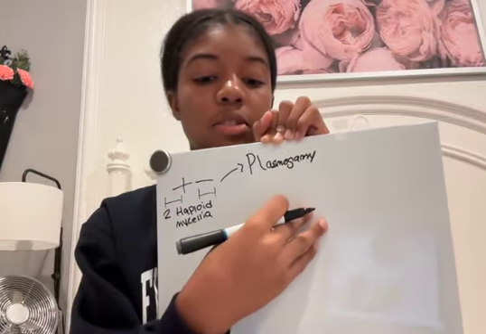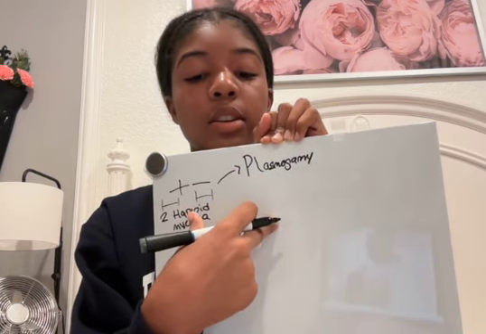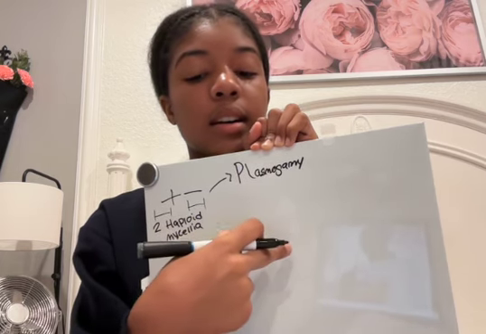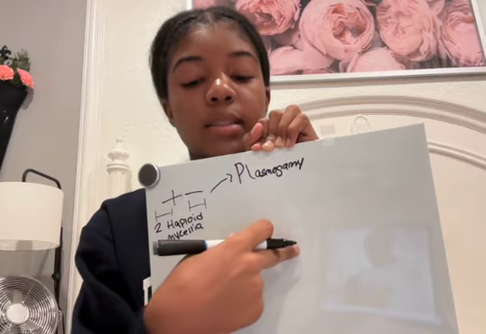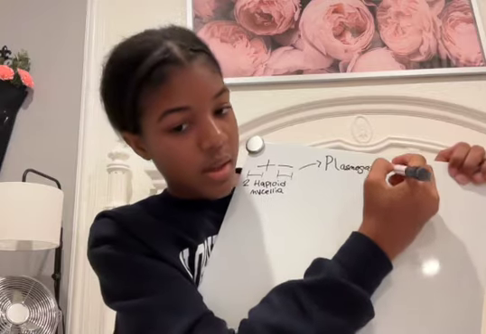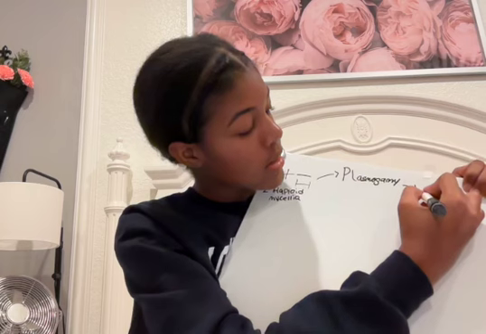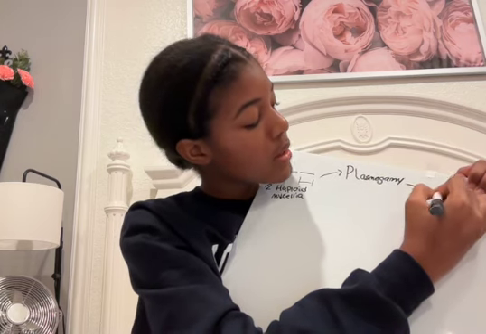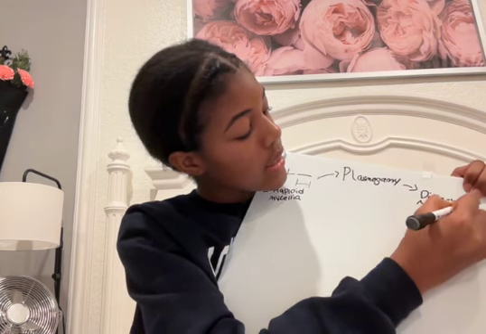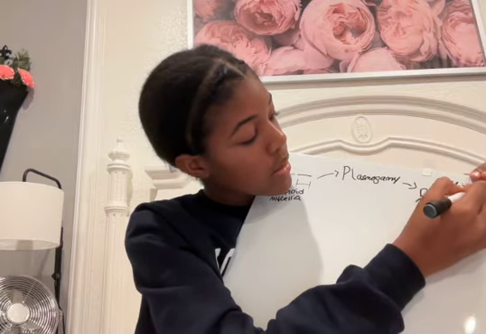And after they go through plasmogamy, a dikaryotic mycelium forms, growing faster than and ultimately crowding out the haploid parental mycelia. So after plasmogamy, we get dikaryotic mycelium from mitosis. Let me put my mitosis up here.